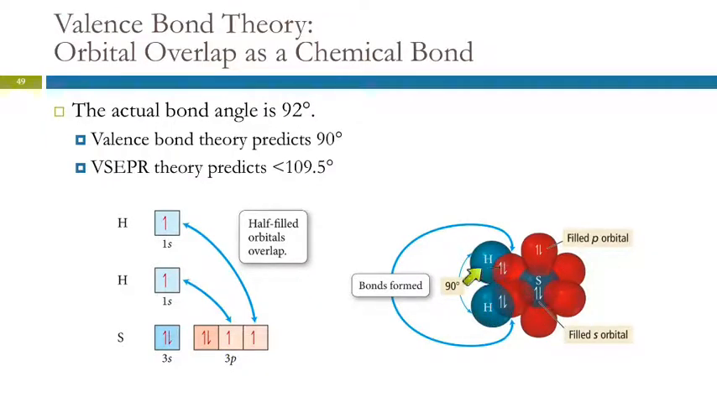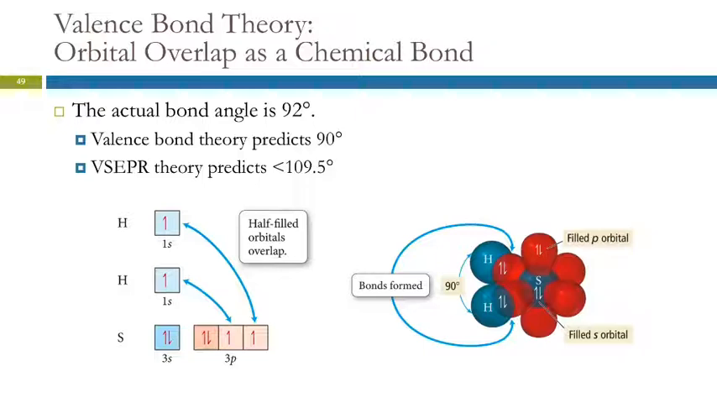So a half-filled orbital overlaps with hydrogen, and those electrons pair up. A half-filled orbital from sulfur overlaps with another hydrogen. Spin pair, that's what it is. So if this is exactly how it worked, then this angle here should be about 90 degrees, right? Because that's the angle of the p orbitals.